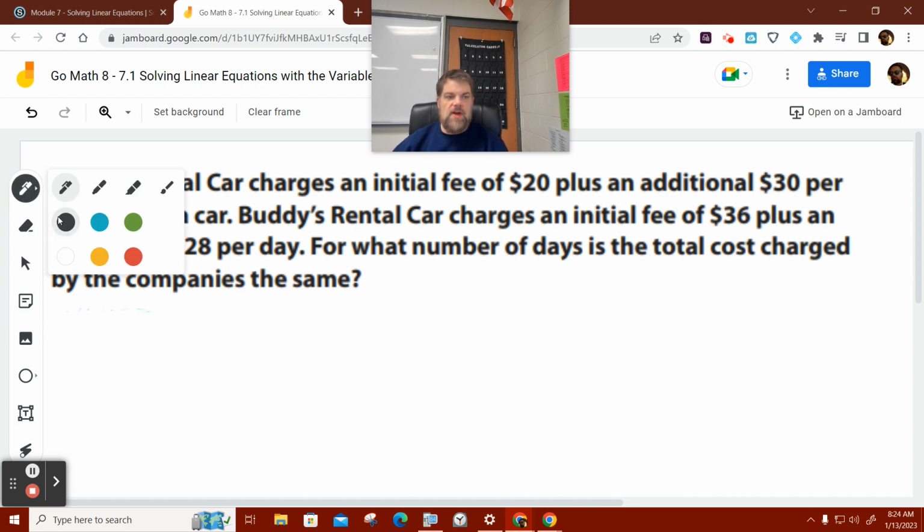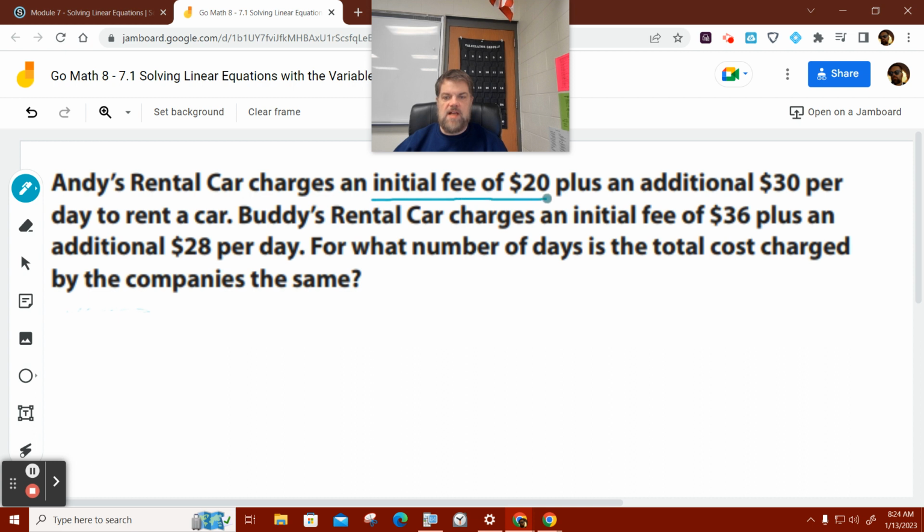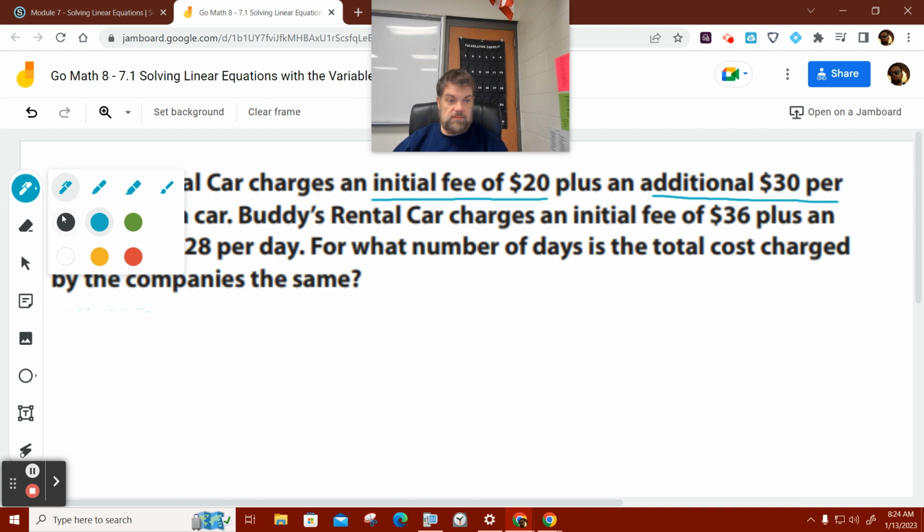Okay, there we go. So Andy's rental car charges an initial fee of $20, and then an additional $30 per day. So those numbers are important. What is an initial fee?